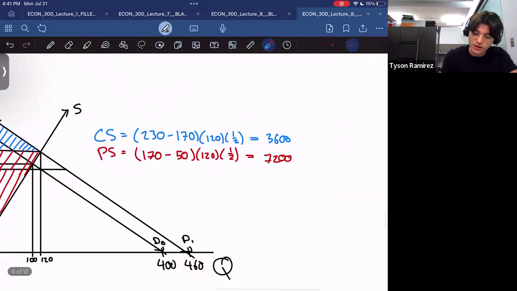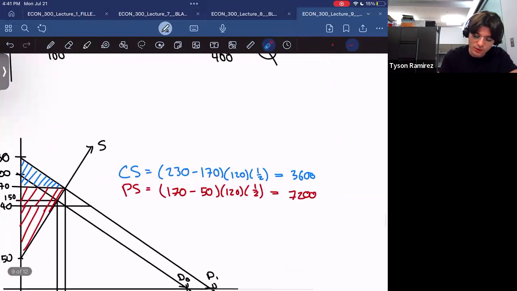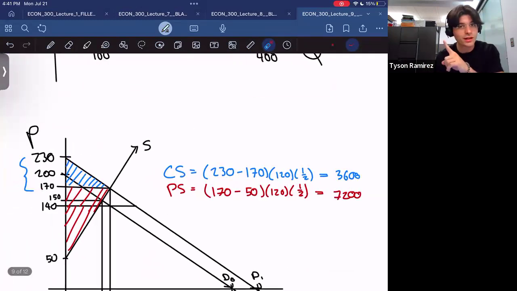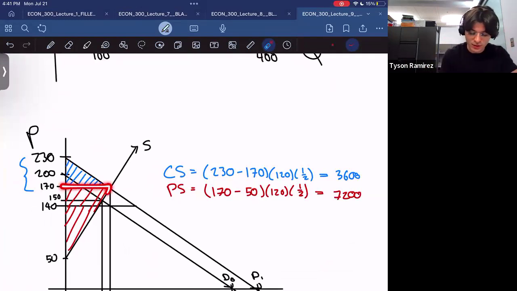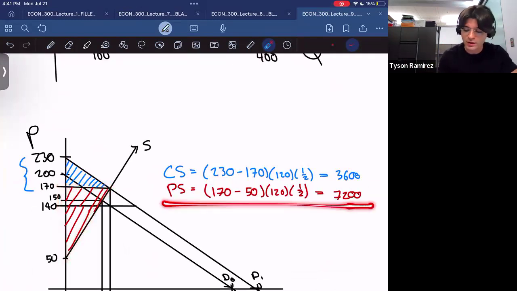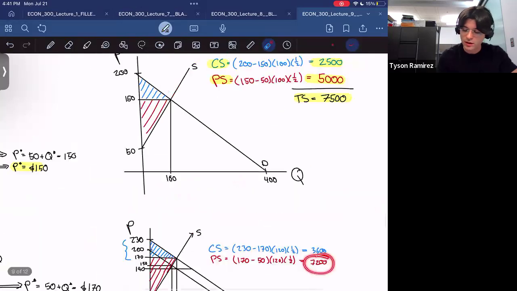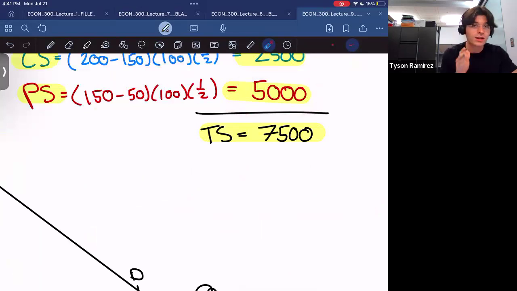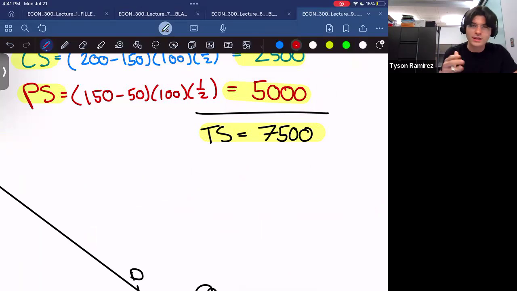And then on the producer side of things, now they're selling more things for a higher price, so this is also looking like a good deal. We see that the producer surplus triangle has grown in area. When we do the actual calculation, we get a producer surplus of 7,200, which is a lot more than the 5,000 they were getting originally. So at first glance, we might think this is great. We grew the total surplus, consumers are happy, producers are happy, everything's good.